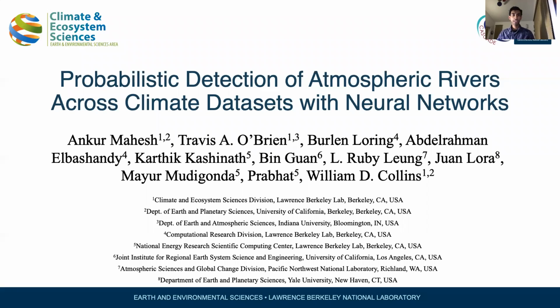Hello, my name is Ankur, and I am a PhD student at UC Berkeley and Lawrence Berkeley National Lab. And I'm excited to talk to you today about probabilistic detection of atmospheric rivers across climate data sets with neural networks. I wanted to thank my research advisors at Lawrence Berkeley National Lab and UC Berkeley, as well as collaborators at the Atmospheric River Tracking Method Intercomparison Project, or ARTMIP for short.